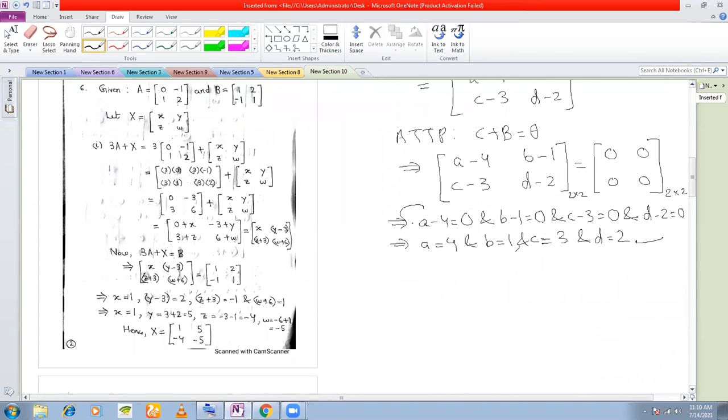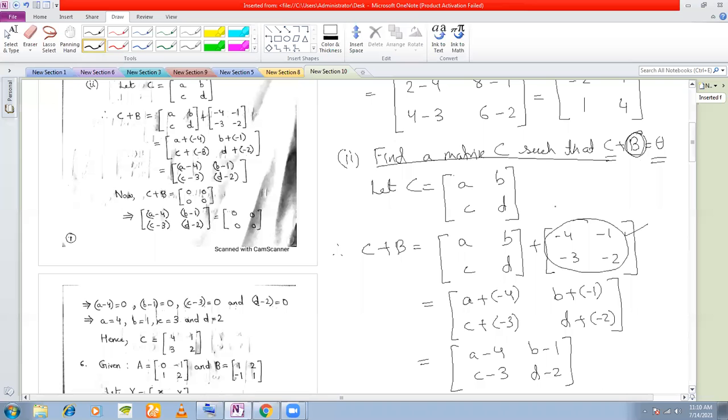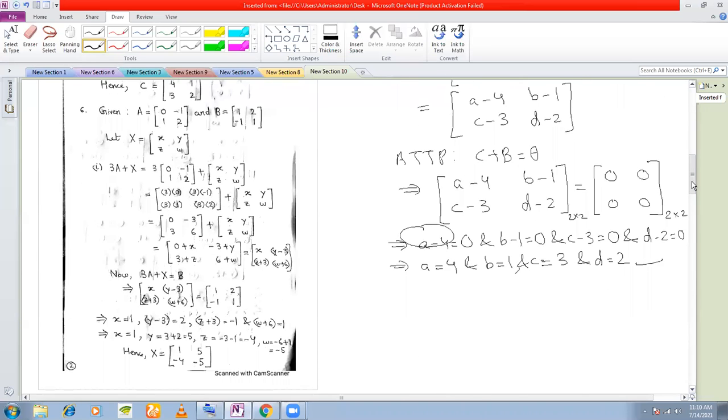That is why we are getting a minus 4. Suppose instead of minus 4, if you had plus 4, then what would you have got here? You would have got a plus 4 is equal to 0. Then you would have found a is equal to minus 4, a negative answer. Understood? So that is not an issue. Positive or negative is not a problem. Okay.